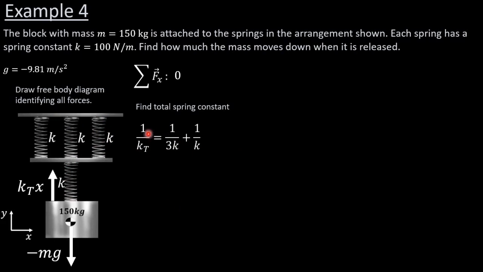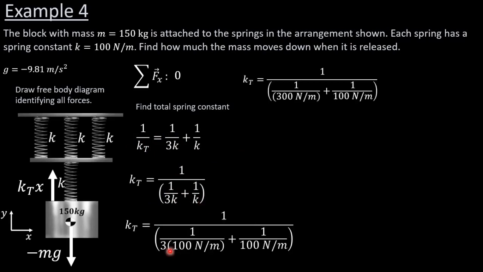So 1 over k sub t, which is the combined spring stiffness, equals 1 over 3k plus 1 over k. Rearrange that for k sub t to get this. Substitute our numbers in, multiply 3 by 100 to get 300 newtons per meter. Put that into my calculator to simplify it down, and I get a combined spring stiffness of 75 newtons per meter.